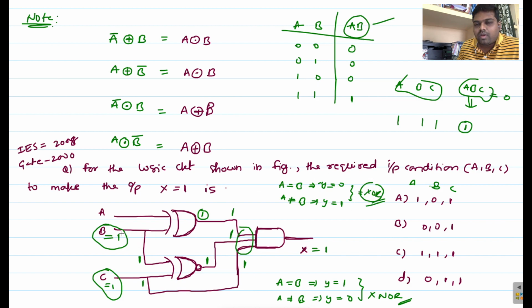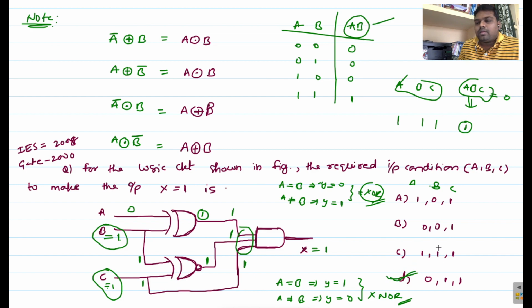Already here we have B input 1, and the output equals 1. To satisfy this output of 1, we need A to be different from B. That means B equals 1, so A equals 0. Then only this output is possible, otherwise it is not possible. So we take 0 and 1, both inputs different, and the output logic equals 1. From these inputs, A equals 0, B equals 1, C equals 1. So you can check: 0 1 1. So option D is correct.